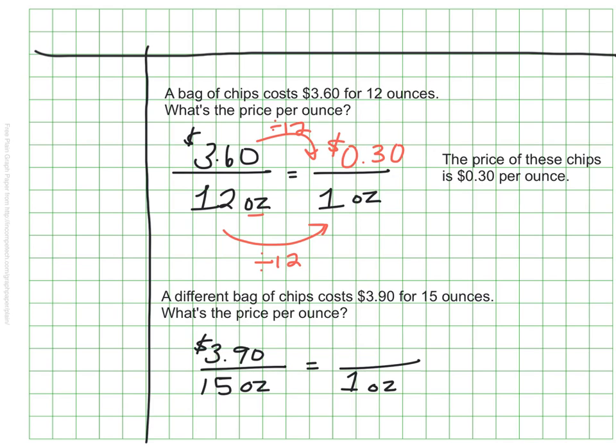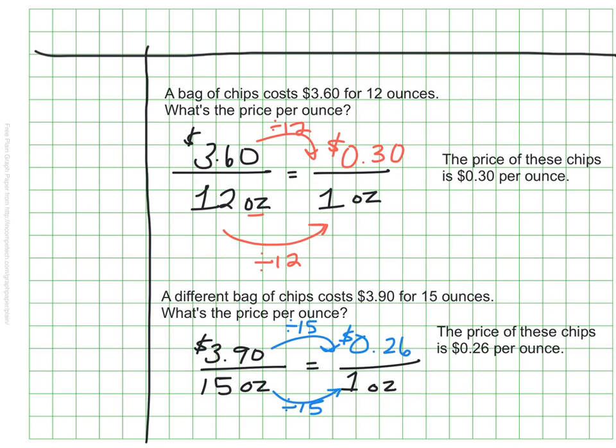So once again, I've set up my equivalent ratios to calculate this. And I see here this time I'm dividing this by 15 to figure out my price for 1 ounce. So again, I'll do the same thing to the top of my equivalent ratio. And it turns out that this would be 26 cents per ounce.